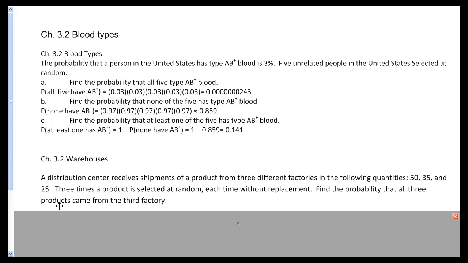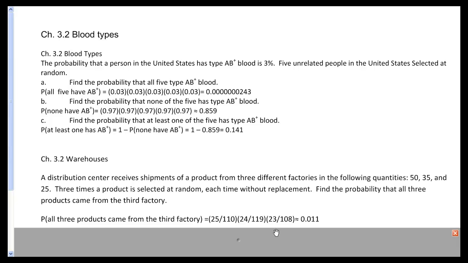Find the probability that all 3 products came from the 3rd factory. Well, the 3rd factory is 25, so that's the one we're going to look at. The first thing you're going to do is add 50 plus 35 plus 25, and that gives me a total of 110 shipments that I'm looking at. And 25 came from this factory, so 25 out of 110.